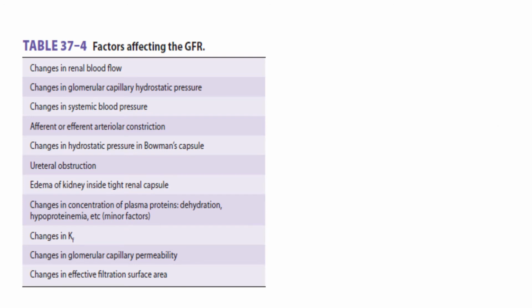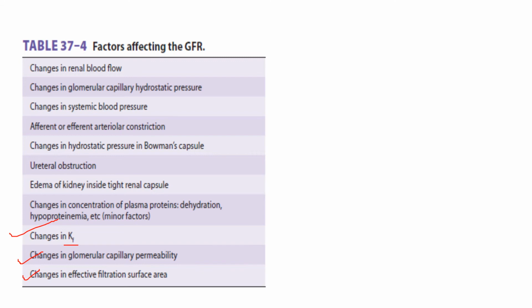Now, these are the factors affecting GFR. We have already discussed the factors related to the membrane, that is, the permeability coefficient Kf, changes in the glomerular capillary permeability, and changes in the effective filtration surface area. Now, we want to deal with the factors or forces that determine the net filtration force.